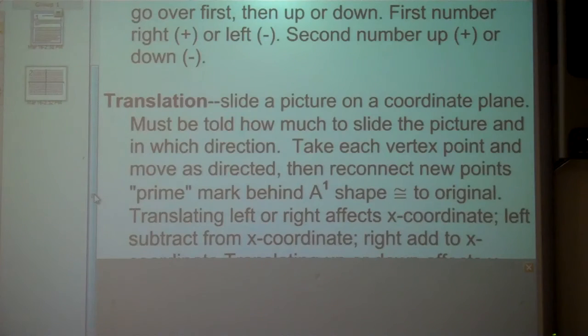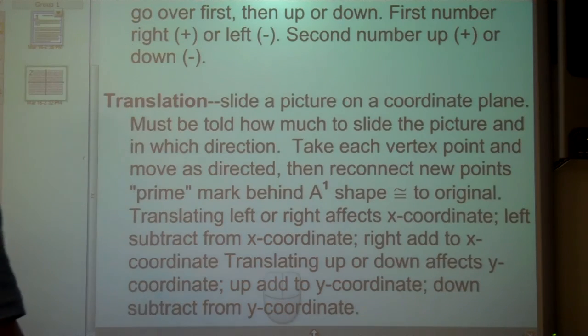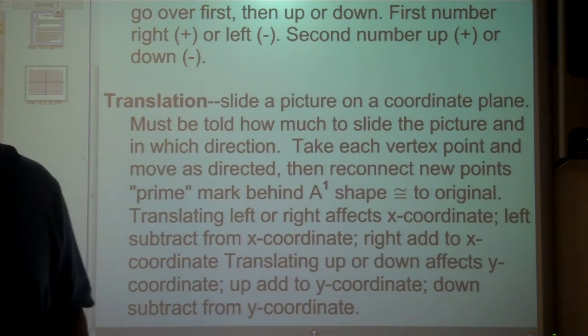Now, translating left or right affects the x-coordinate. Left you subtract from the x-coordinate, right you add to the x-coordinate. Translating up or down affects the y-coordinate. Up you add to the y-coordinate, down you subtract from it. And I know these words will make more sense once, of course, I show you exactly what I'm talking about.